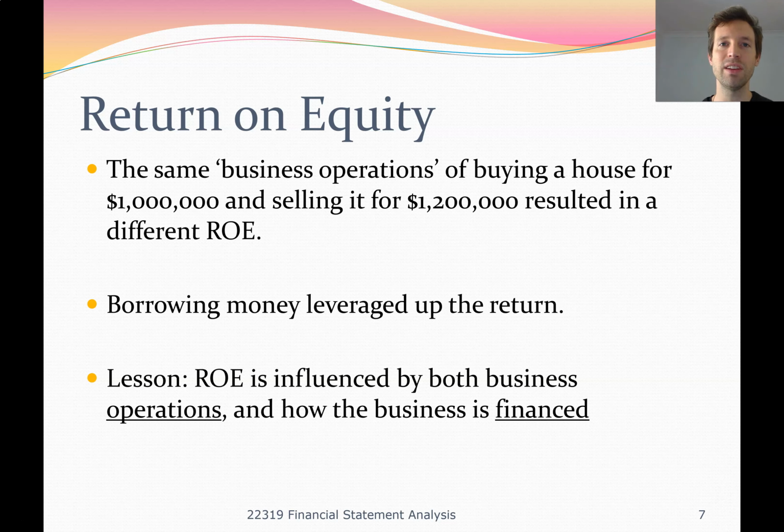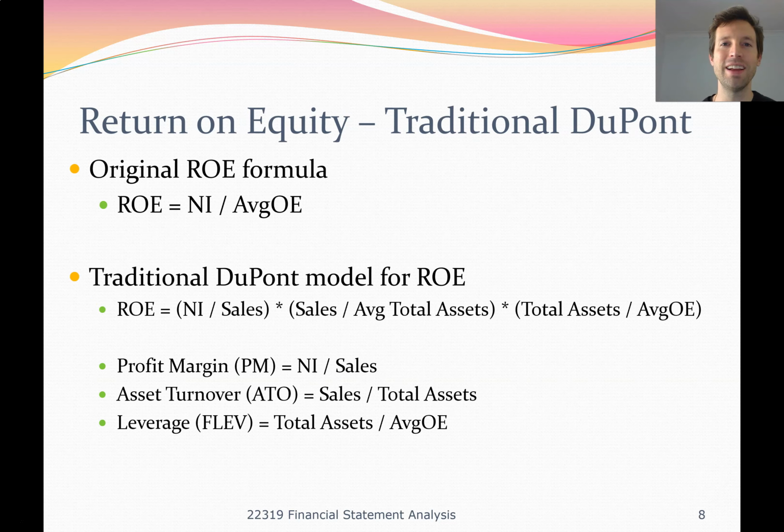So the lesson for this is that ROE, our return on equity, is influenced by both our business's operations and also how the business finances those operations. So with that lesson learned that the financing decisions influence our return on equity, we can expand on the traditional return on equity calculation and introduce what's called the DuPont Analysis. The traditional DuPont analysis that you would have also looked at a little bit in your introductory accounting subjects breaks up a firm's return on equity into its operating performance and its financing performance.